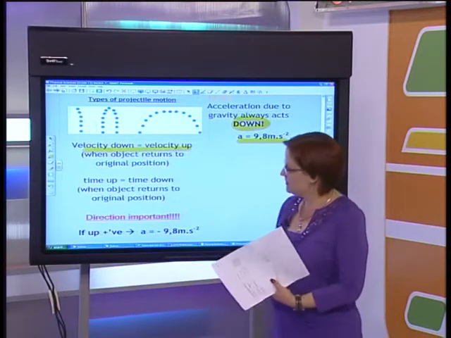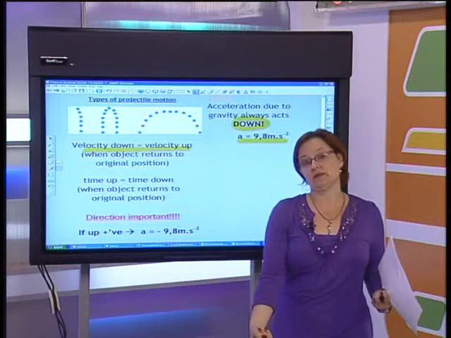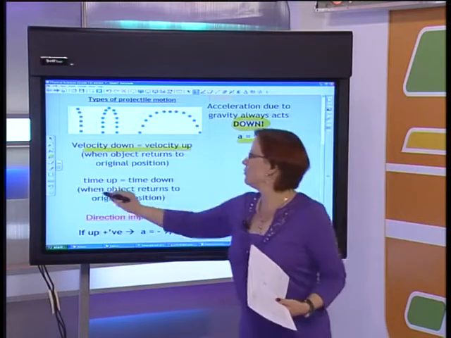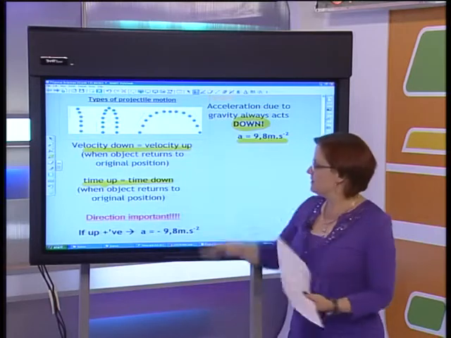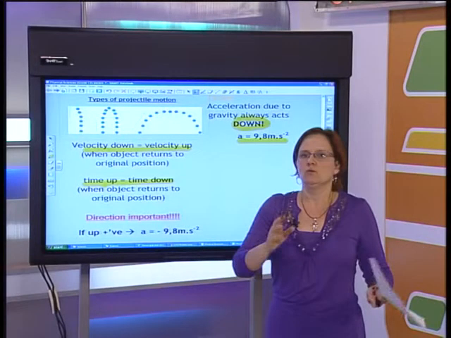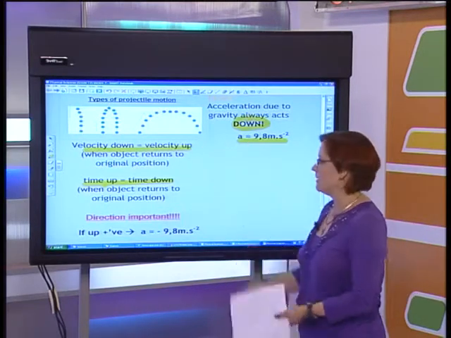Also, when an object gets thrown up and down, the time it takes to go up is equal to the time it takes to come back down to the ground, or wherever its starting position is. That's very important because they'll often tell you that an object gets thrown up in the air and returns to the person's hand in 2 seconds or 10 seconds, and then you go, I don't know what the time is. We do. We've just got to halve it for going up and for coming down.